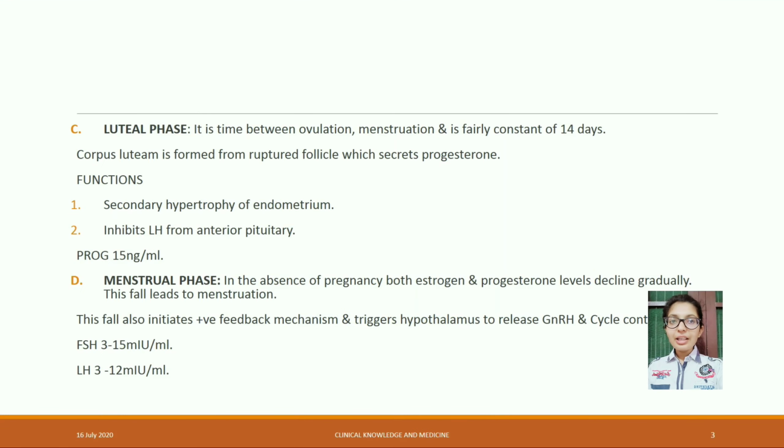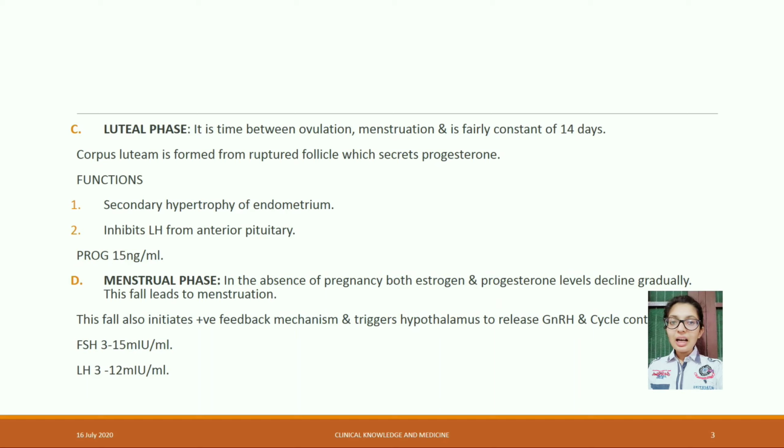Luteal phase. It is the time between ovulation and menstruation and is fairly constant at 14 days. The corpus luteum is formed from the ruptured follicle and secretes progesterone. Functions of progesterone: secretory changes of the endometrium, and it inhibits LH from the anterior pituitary. Amount: 15 ng per ml.